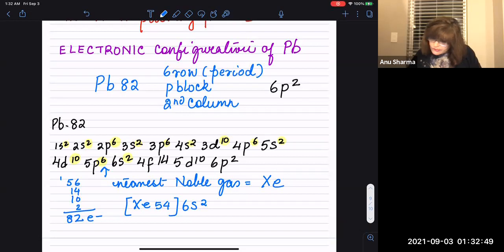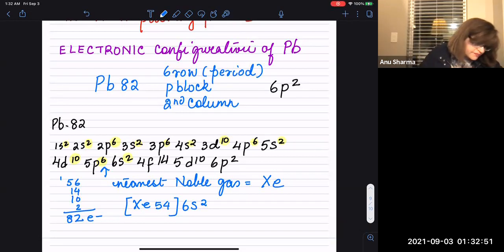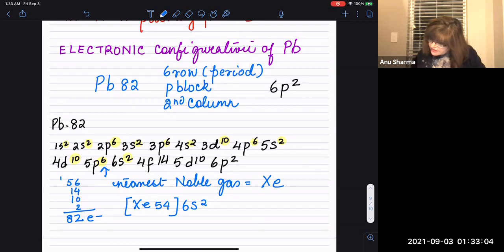Xenon is... Lead is 6p2 and xenon is 5p6. Did I get this right? 54. Let's see. Let me do this one more time. So, one minute.